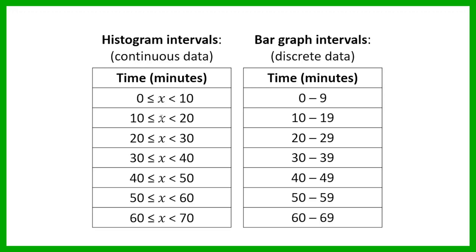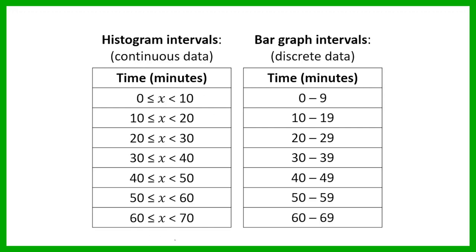If it is equal to 10, it goes into this interval. If it is greater than 10 but less than 20, it also goes into this interval. However, if our value is equal to 20 or greater than 20 but less than 30, it goes into this interval. If it is greater than or equal to 30 but less than 40, it goes into this interval. If it is greater than or equal to 40 and less than 50, it goes into this interval. If it is greater than or equal to 50 and less than 60, it goes into this interval. And finally, if it is greater than or equal to 60 and less than 70, it goes into this interval. So that is what our intervals will look like when we're working with continuous data.